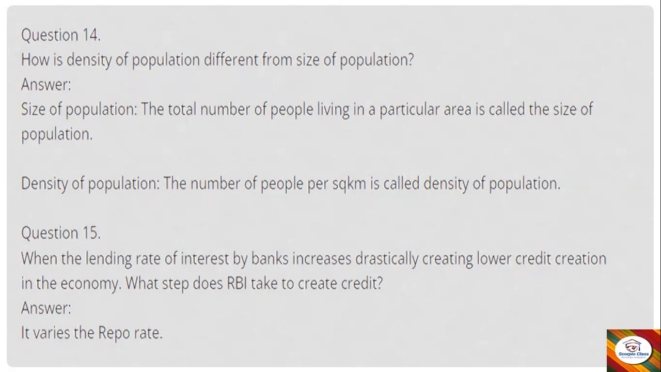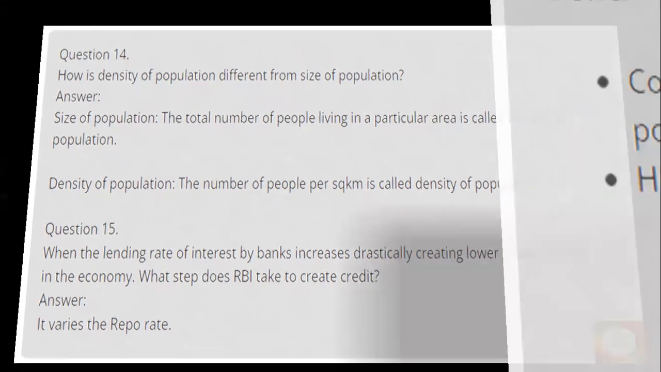When the lending rate of interest by banks increases drastically, creating lower credit creation in the economy, what step does RBI take to create credit? And the answer is it varies the repo rate. So bank varies the repo rate.